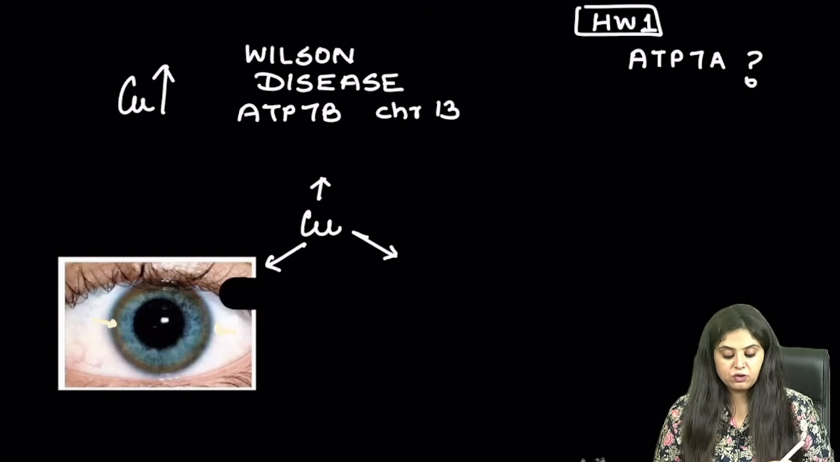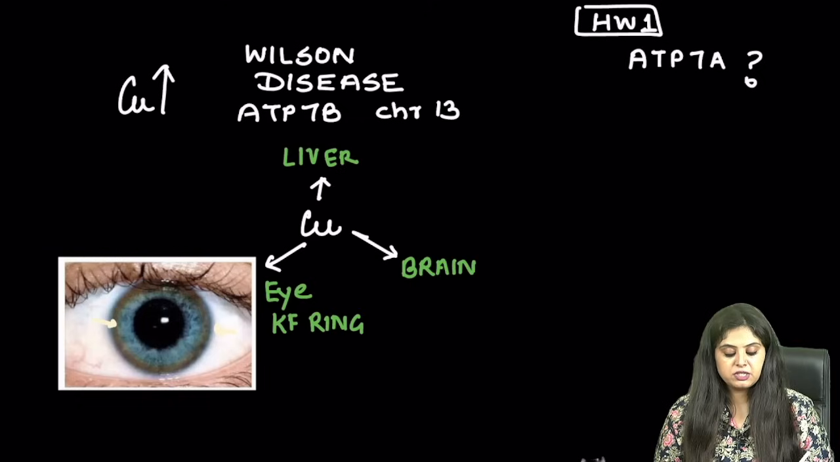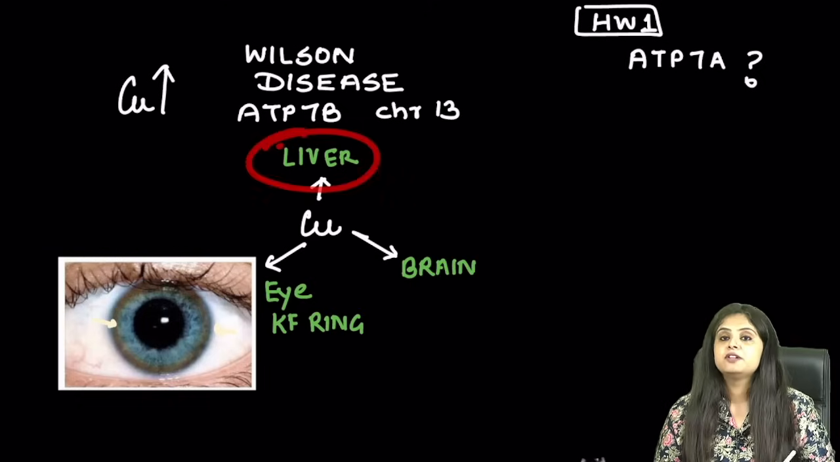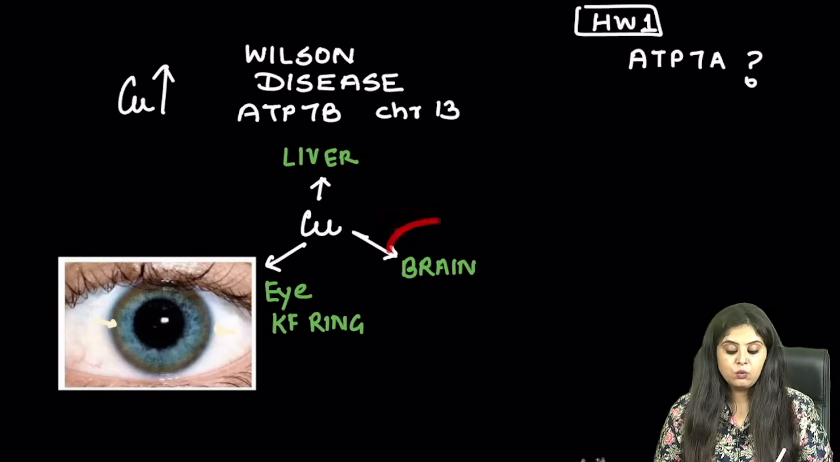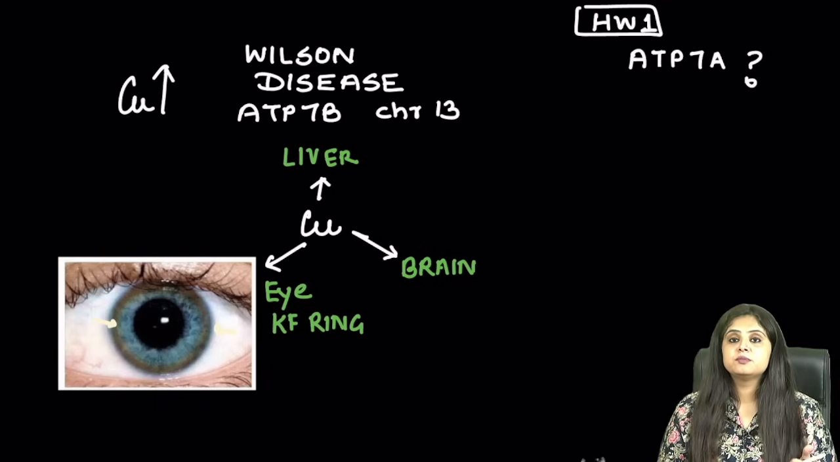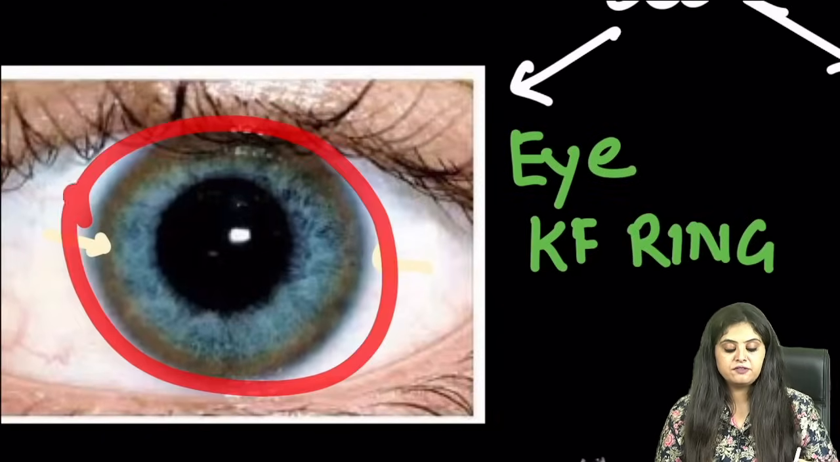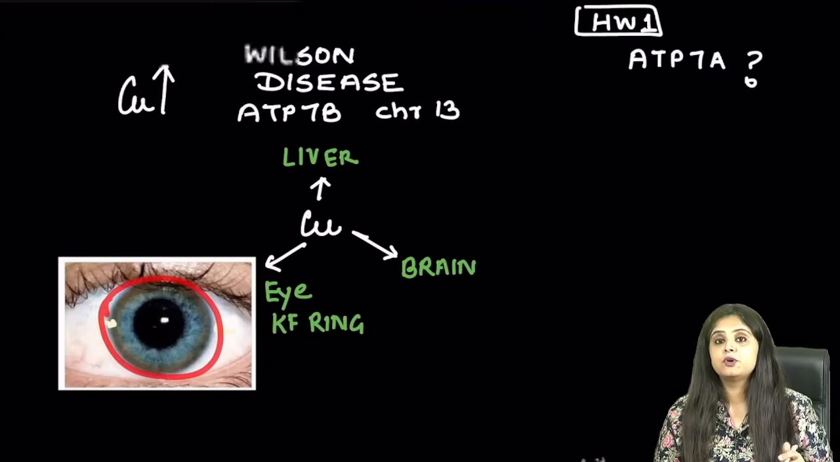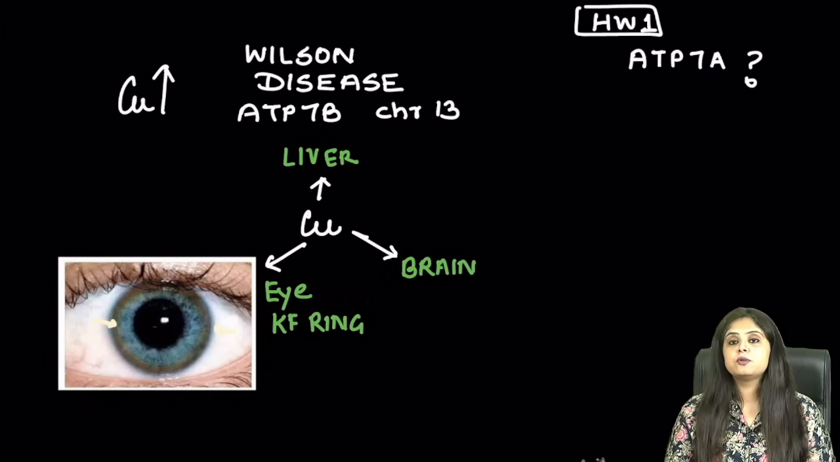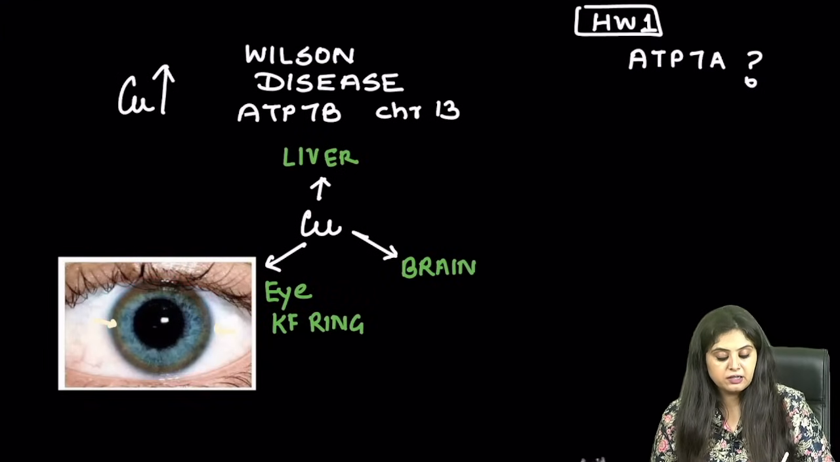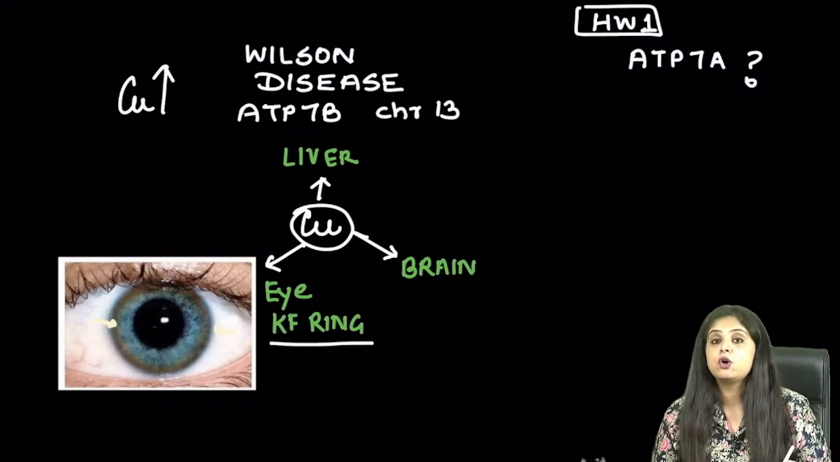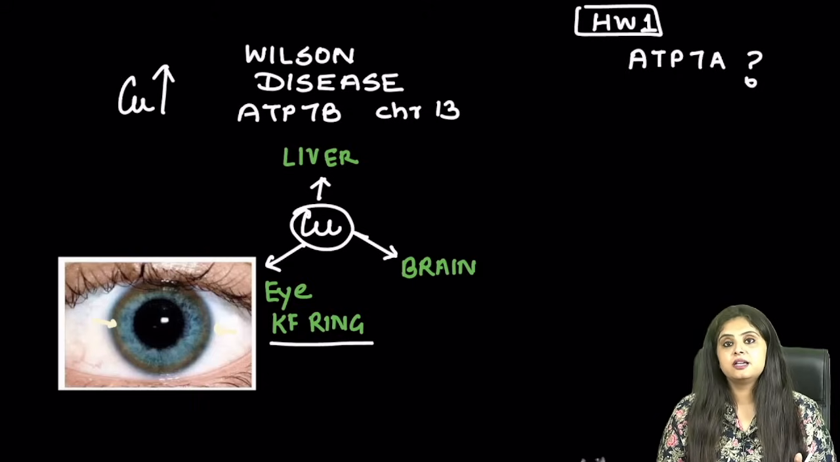Now over here, the copper goes and gets deposited in three particular organs. One is the liver, in which there can be cirrhosis of the liver. One is the brain, because of which you could see the symptoms in the patient. And then of course are the eyes, in which there is going to be the Kayser-Fleischer ring, which we all know, and I'm not writing it because you know it from ophthalmology. The copper is getting deposited in the Descemet membrane of the cornea, thereby resulting in the KF rings.